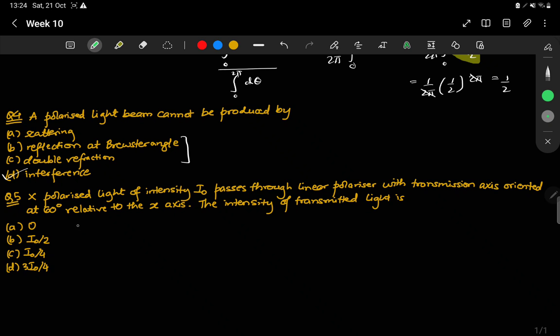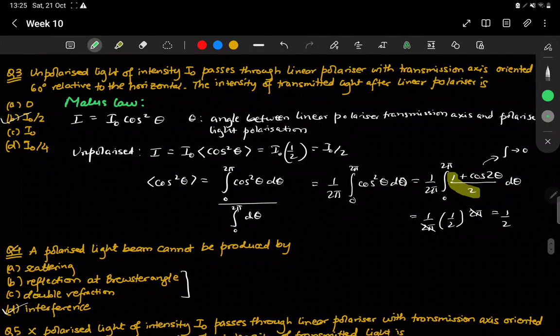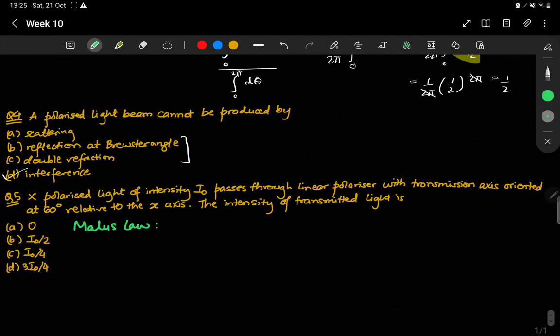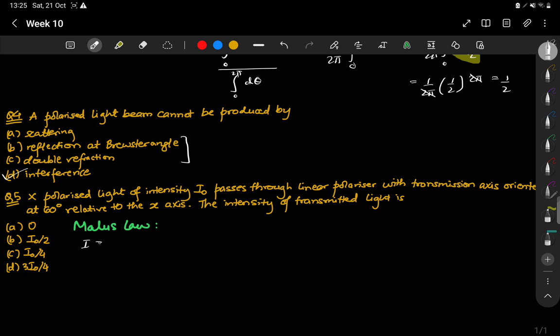Let us now discuss the answer. So first we need to review Malus law. We had discussed it in one of the previous questions, and we will discuss it again. Malus law states that the output intensity after a linear polarizer is I naught, which is the input intensity, times cos squared theta, where theta is the angle between the polarizer's transmission axis and the input polarization direction.